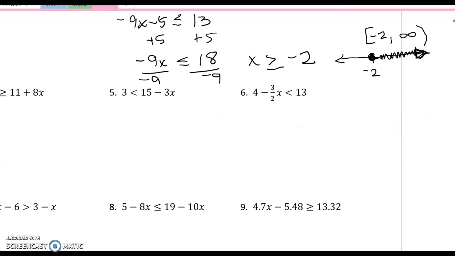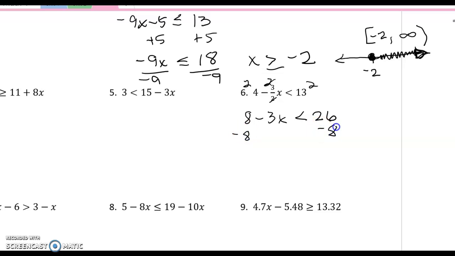All right, skipping over to number 6. Again, get some more practice with fractions. We want to clear out these fractions first. So we're going to go ahead and multiply by 2. Every term gets multiplied by 2. So I'm left with 8. These 2's cancel here. Minus 3x less than 26.